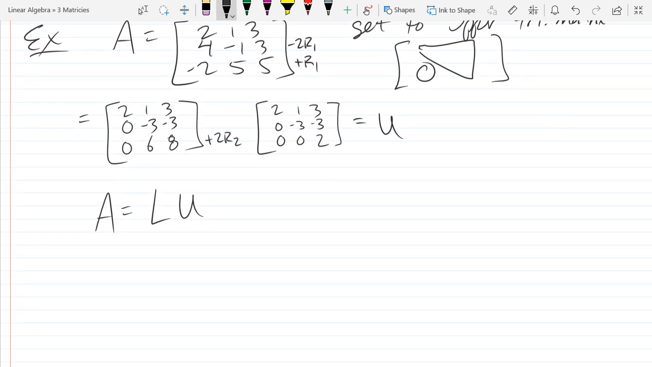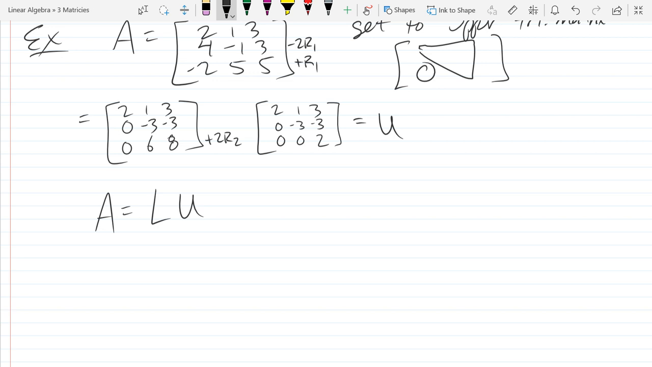We can't divide. One thing we could do is I could find U inverse, multiplying the right by U inverse, and then I would know L. But that takes a lot of work, doesn't it? Basically it takes all the row operations we're gonna have to perform on a larger matrix and flip it around. Let's not do that.